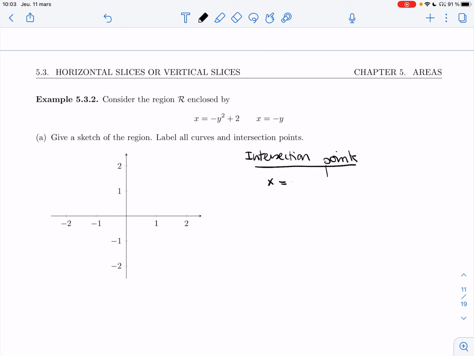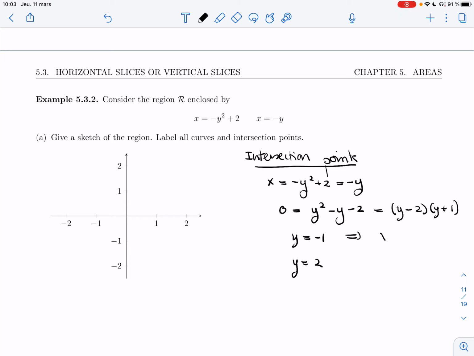I need x to be equal to minus y squared plus 2 and to minus y. I'm going to send it all to the right side. I'm going to get y squared minus y minus 2. All right, and that factors with a 2 and a 1. And I need a minus. I'm going to put it here so that, yep. And so on the right, I have y equals minus 1. On the right, I have y equals 2.